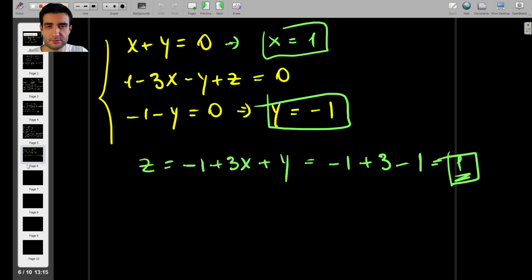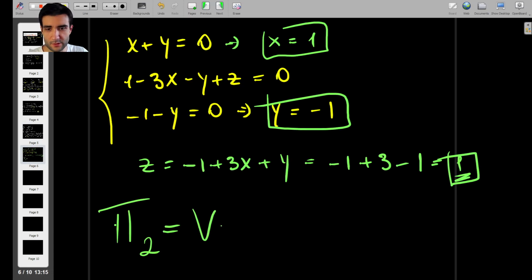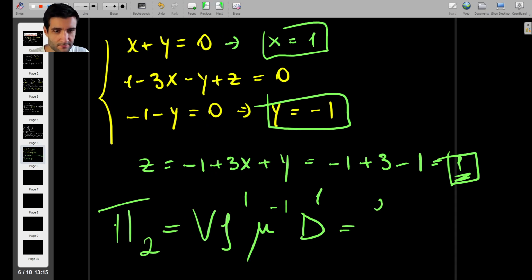Okay, so now we write the second pi group as follows. So this is going to be equal to v, the velocity, then we have density to the power x, which is to the power 1, then we have viscosity to the power y, which is minus 1, and then we have diameter, not length, diameter to the power 1. So this is rho times v times d over mu. And if you look at it, you'll realize that this is actually the Reynolds number for a pipe, because it's got diameter in here. So we're sorted with this.